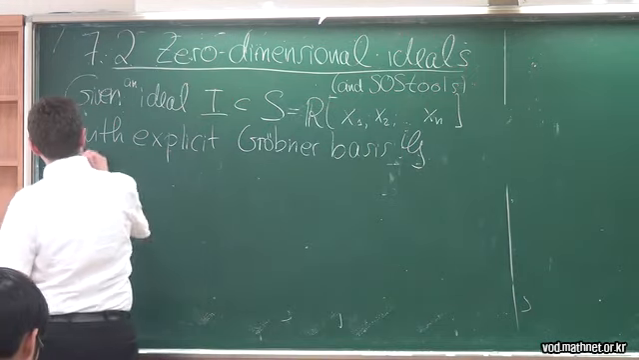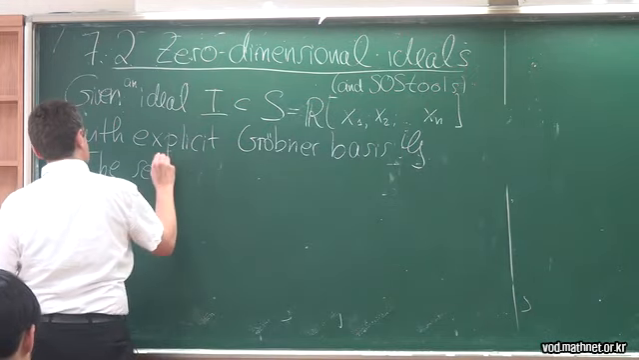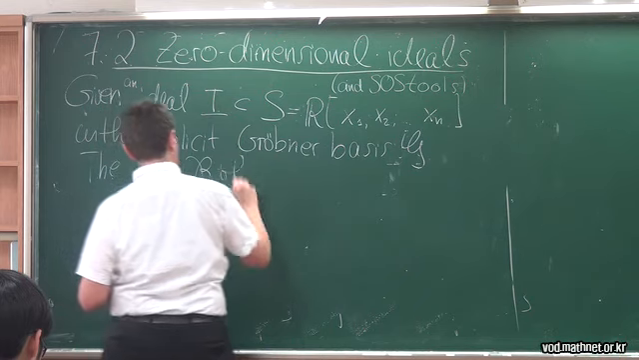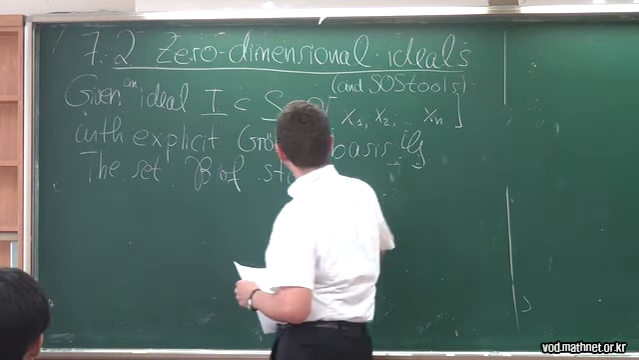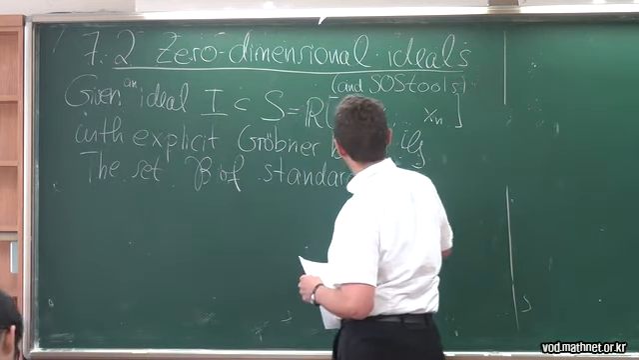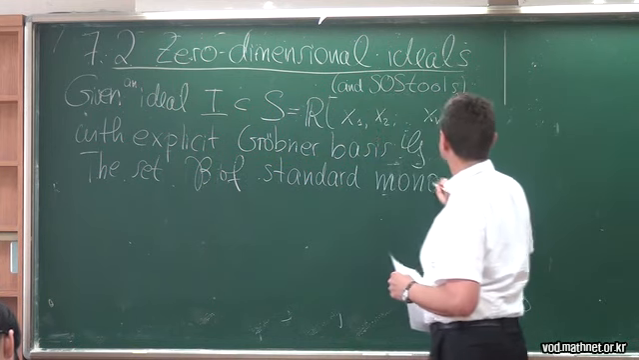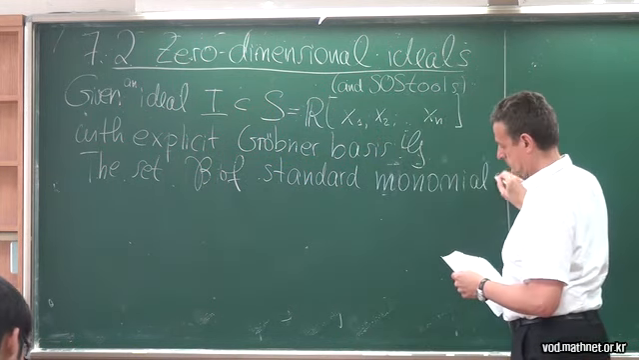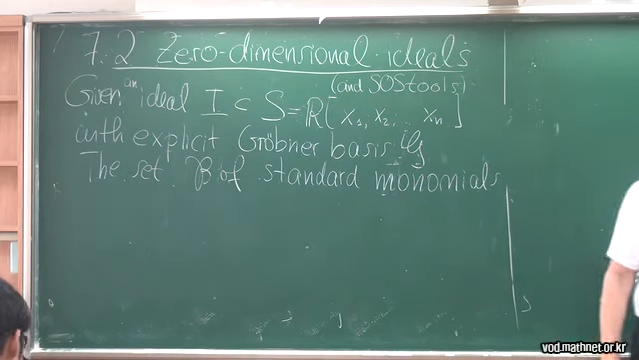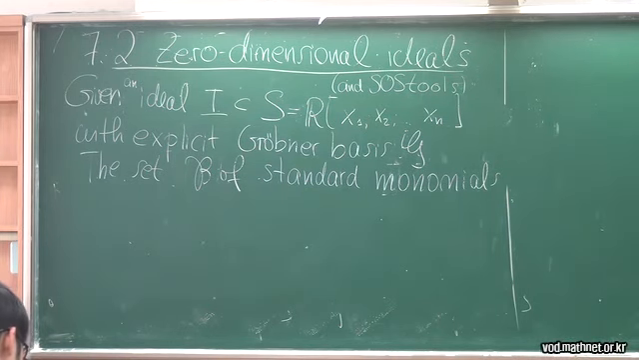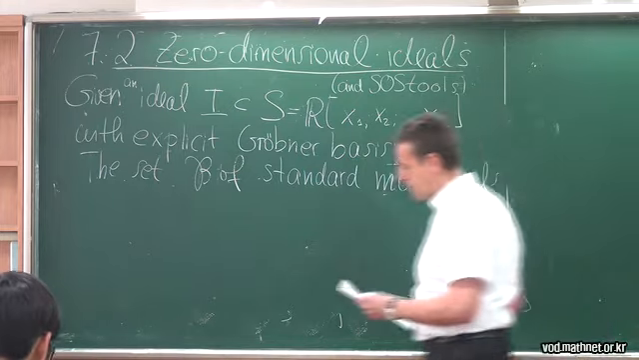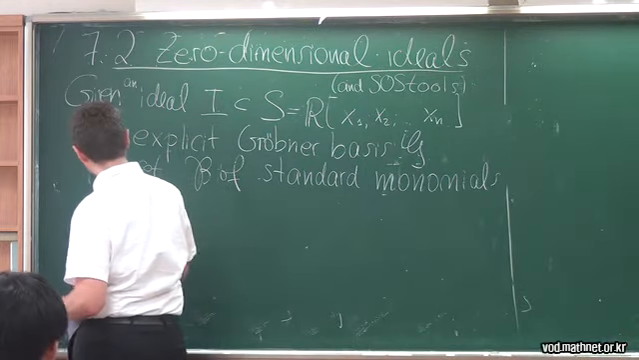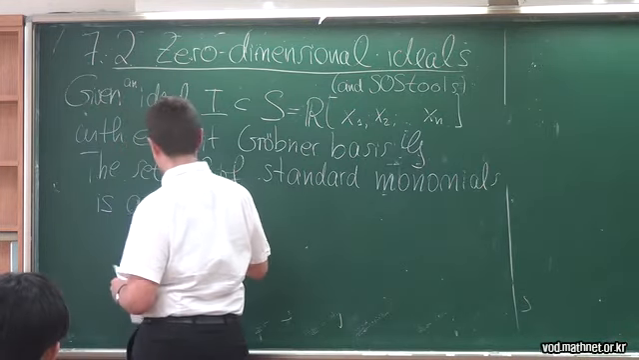We talked about the set of standard monomials, the set B of standard monomials. Those are the monomials not divisible by any leading term. So these are the monomials not in the initial ideal. Those are the monomials under the staircase. Okay? So the set of standard monomials is a vector space basis for the residue ring.